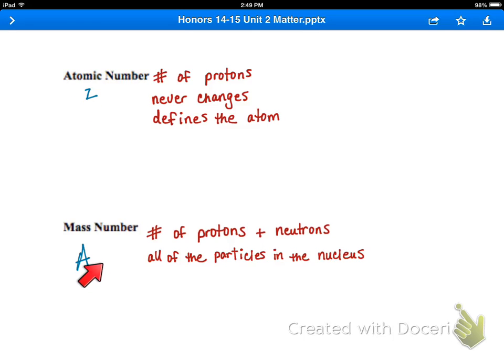The mass number, which has a symbol A, is the total number of protons plus the number of neutrons in an atom. It's everything that's in the nucleus. It's everything that's heavy, which is what causes the mass. All the particles in the nucleus give you the mass number. The mass number can change because the number of neutrons can change. The number of protons, or the atomic number, is never going to change.